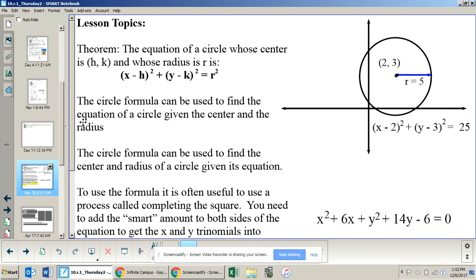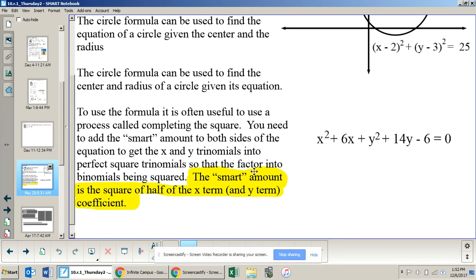But what if the equation is in a form that looks like this? Where would the center be and what would the radius be? We have to change an equation like this into an equation like this. And to do that, we need to do a process called completing the square.